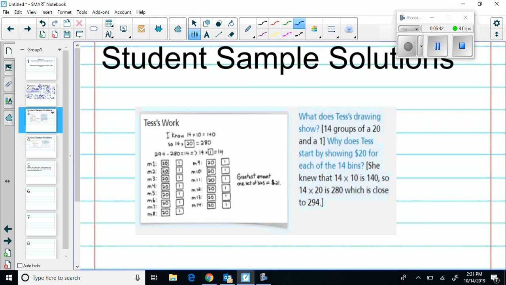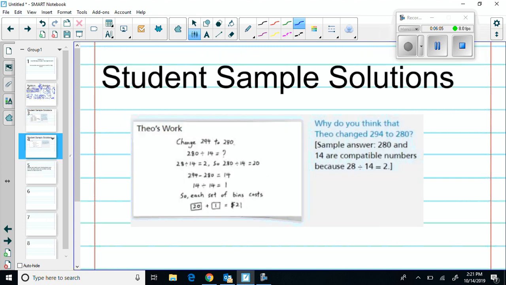When we look at Tessa's work, wow, she drew a picture of it. And she did $20 because she knew that 14 can go into 280 20 times. And then we would need to add one more 14, so we would get $21. And, oh, Theo did compatible numbers. He did 280 divided by 14, which is 20. Then he subtracted, and 14 divided by 14 is 1. So when you add 20 plus 1, you get $21.